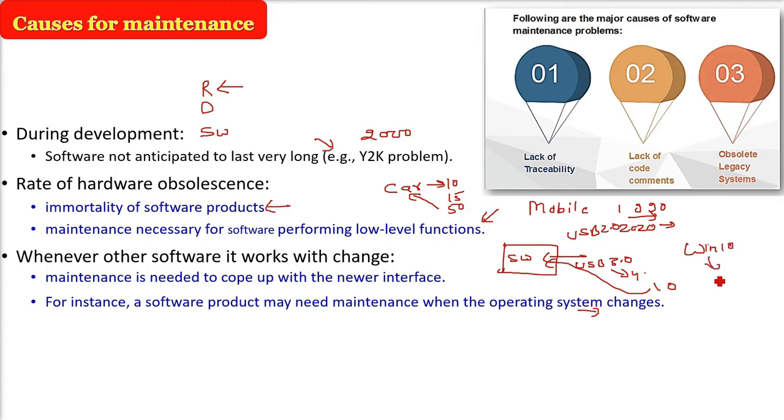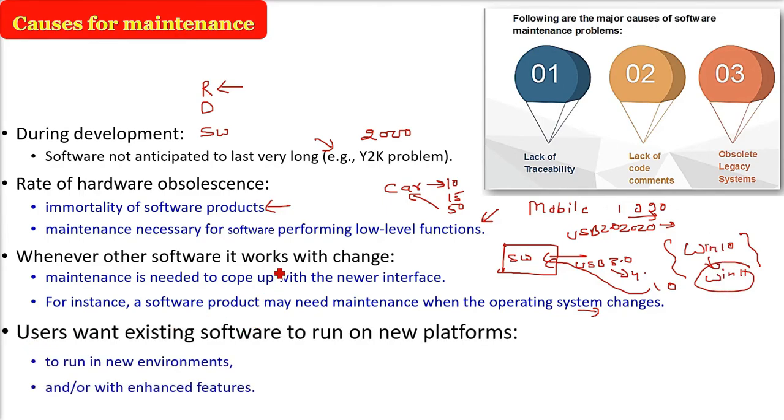See, Windows 10, you are always going to Windows 11. It is a free update. But what about the software you are working on that is not working on Windows 11? It was previously working on Windows 10. The software product may need maintenance when the operating system changes, or the user wants existing software to run on a new platform. For example, Windows 10 to Windows 11 is a new operating system.